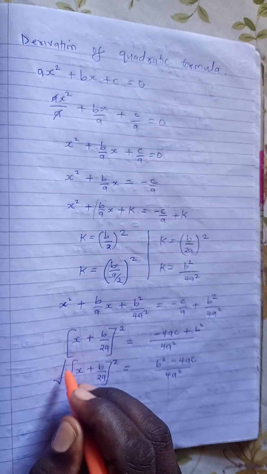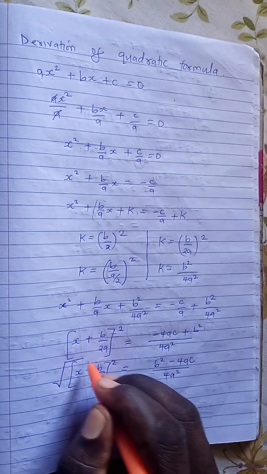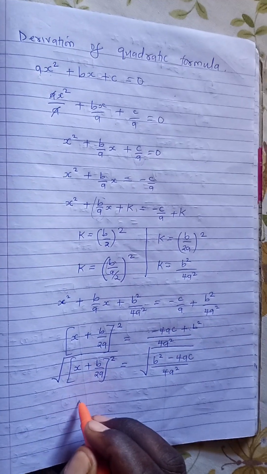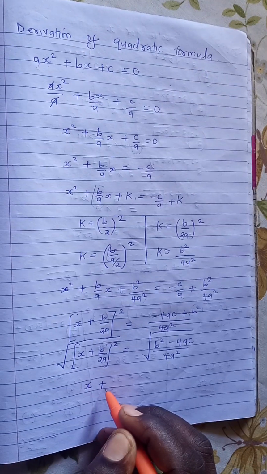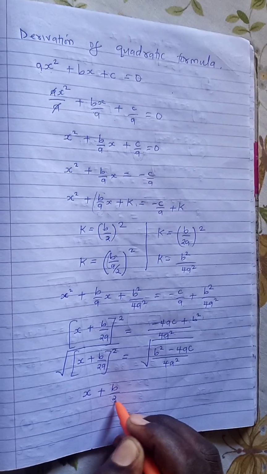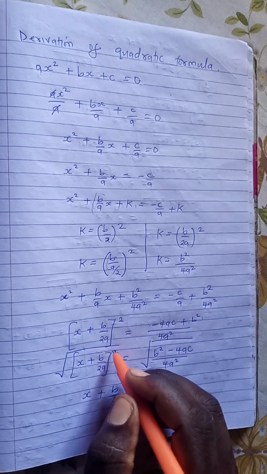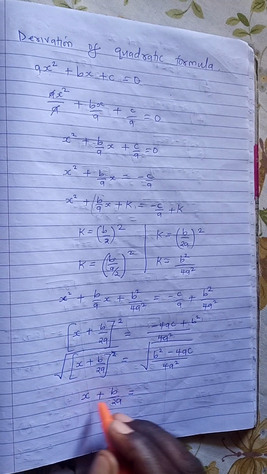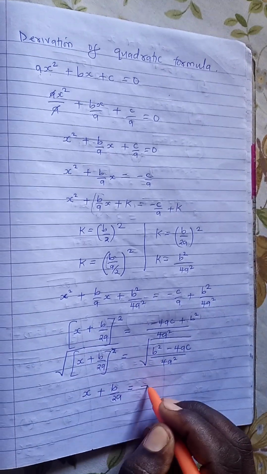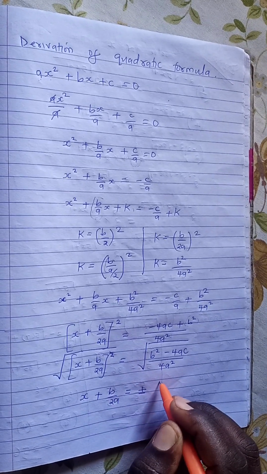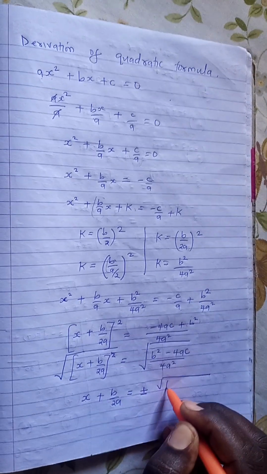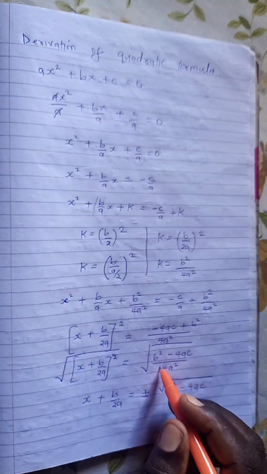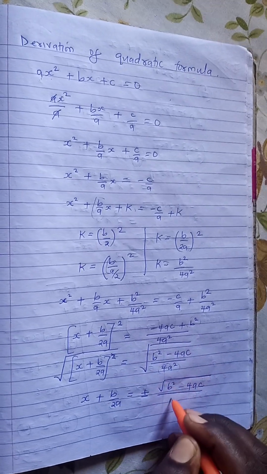If I find the square root on both sides, this will be x plus b over 2a is equal to, because this square goes with this square root, I will remain with x plus b over 2a is equal to plus or minus the square root of b squared minus 4ac, over the square root of 4a squared, which is 2a.